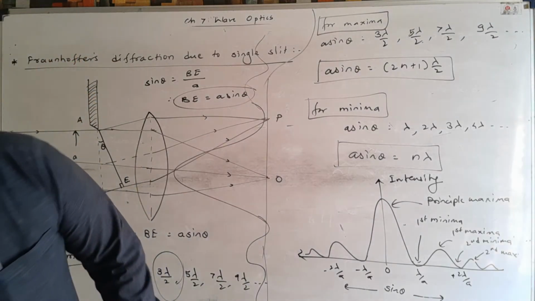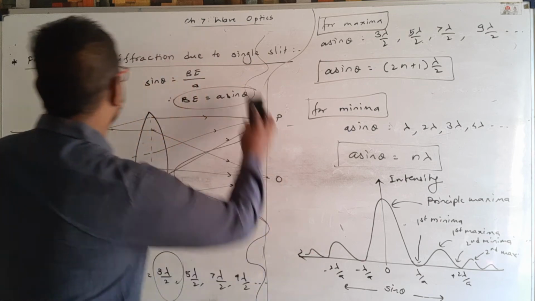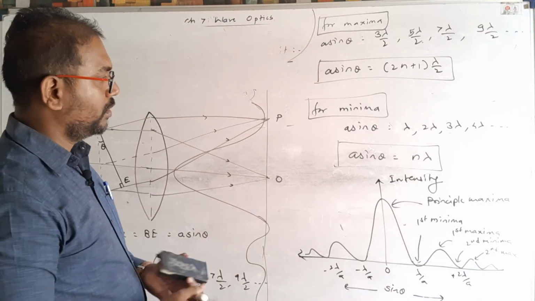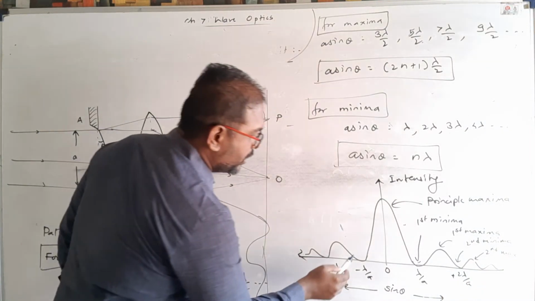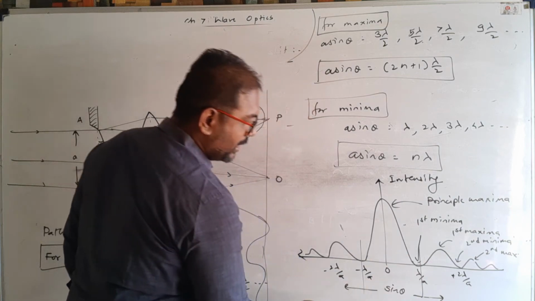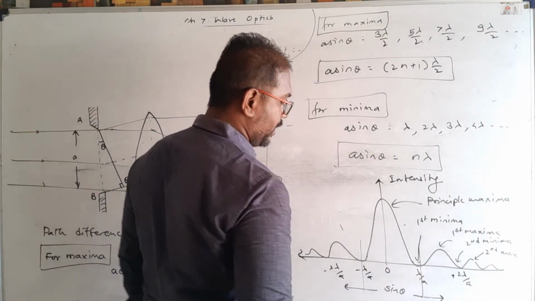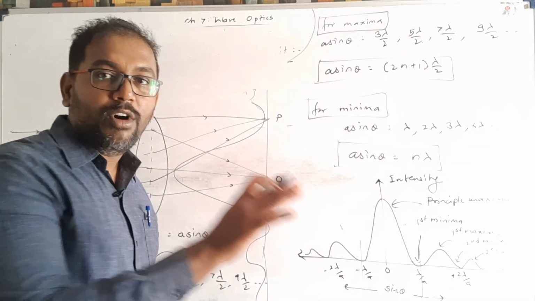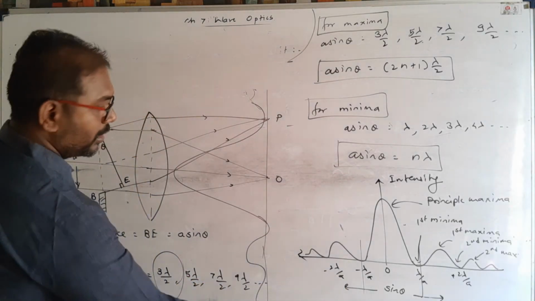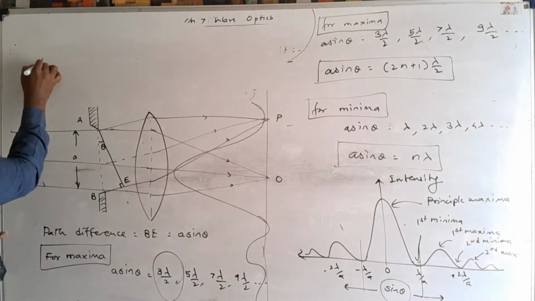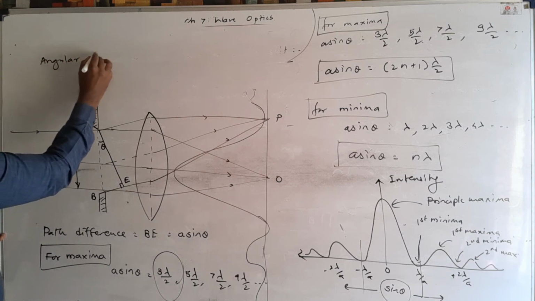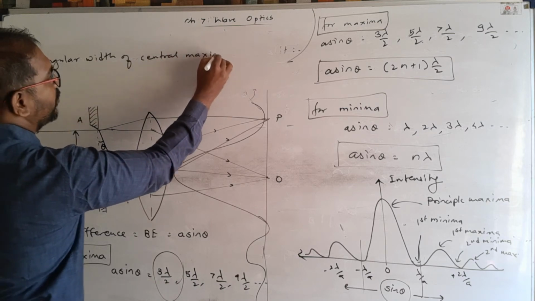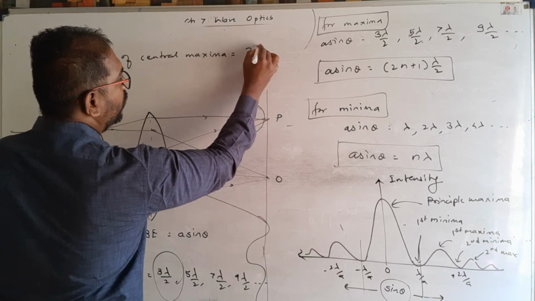Now I can write here the formula for the width of the central maxima. The width of the central maxima: this distance is lambda by a, and this is lambda by a. 2 lambda by a is the width of the central maxima in terms of angle, in terms of sine theta. So the angular width of the central maxima is equal to 2 lambda by a.